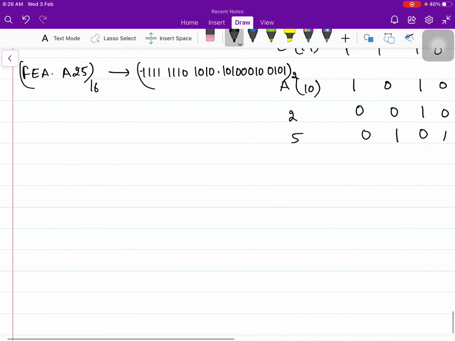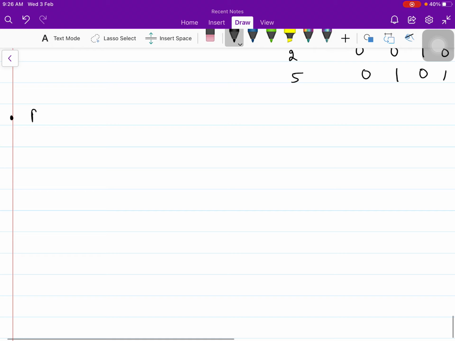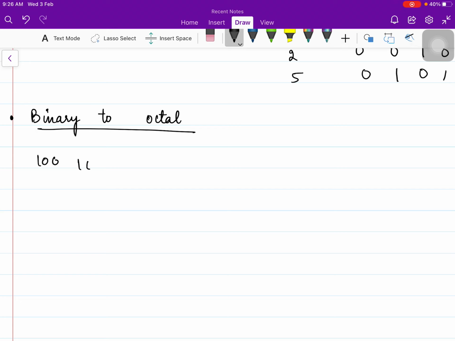Okay. Now similarly, let us discuss binary to octal. Binary to octal. So let us start from a question itself. Okay. Now in the case of octal, as in the case of hexadecimal you were making a group of 4, here you will have to make a group of 3 and you will have to use the set 4, 2, 1. You will have to eliminate that 8 from here.